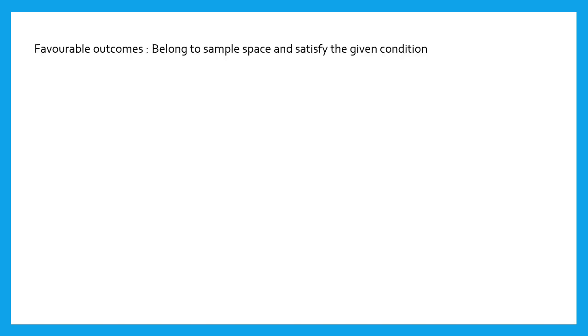Children, look at the elements of set A, B, C and D. All these elements belong to sample space which satisfy the given conditions. Such outcomes are called as favorable outcomes and set of favorable outcomes is known as an event. An event is a subset of sample space and events are denoted by capital letters A, B, C, etc.